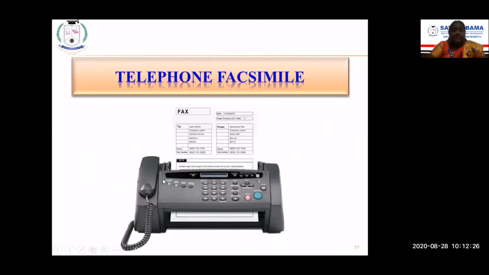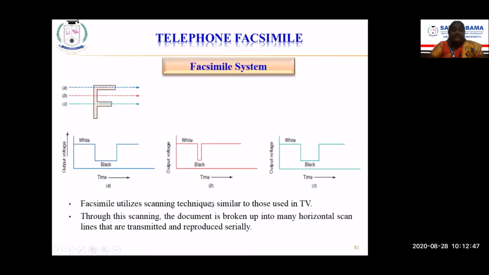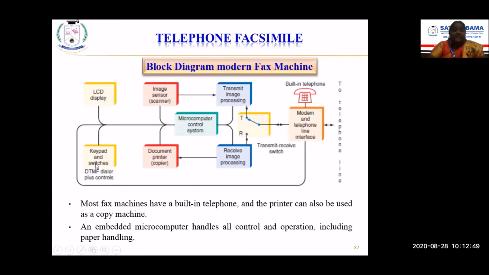You see, there will be the dedicated telephone line. This is the DTMF dialing pad, and this is the LCD screen, and this is the scanning portion where we are inserting the document. And there will be a printer also. So whenever we are receiving some kind of information, that will be printed here. Everything will be inbuilt within the system itself, a single system. Okay, so there will be the LCD display, the keypad and switches, and the DTMF dialer pulse controls, and there will be an image sensor, nothing but the scanner.